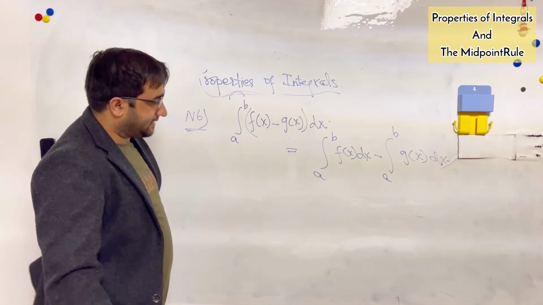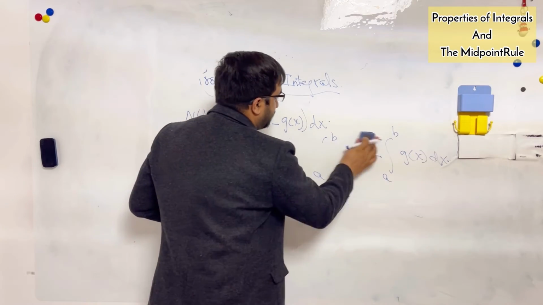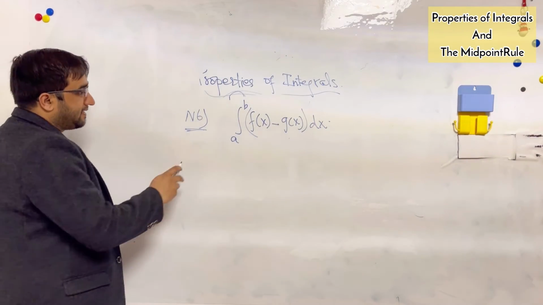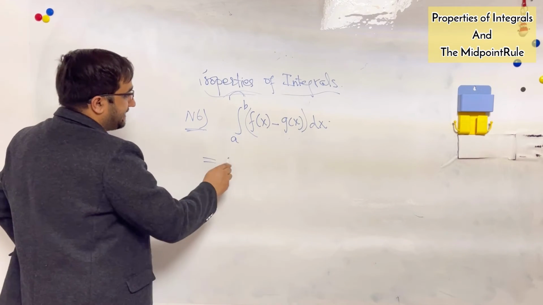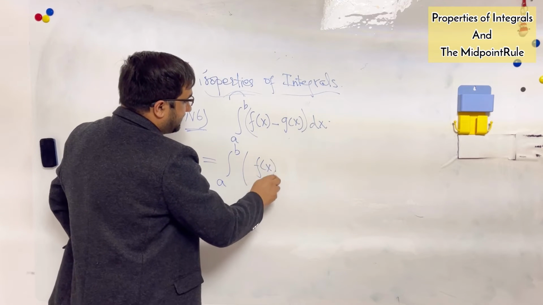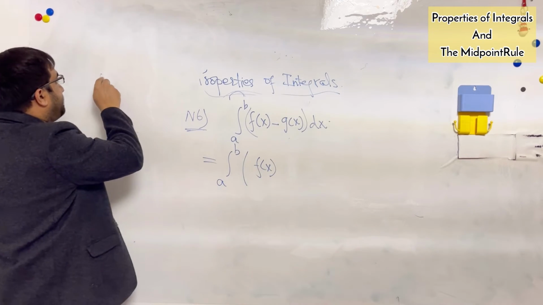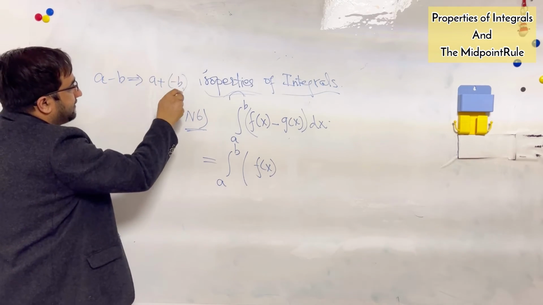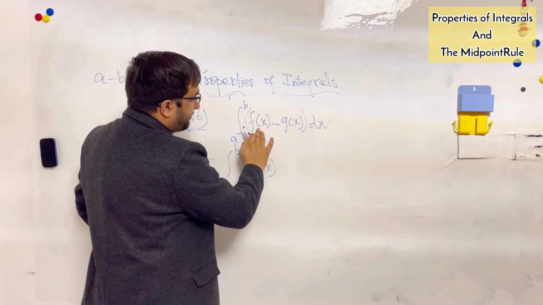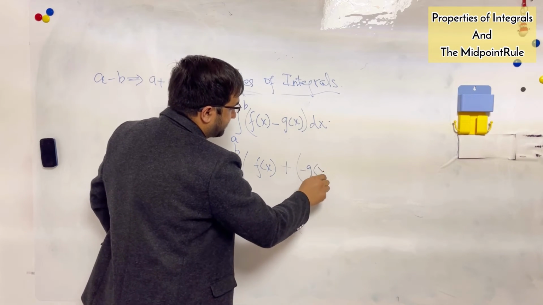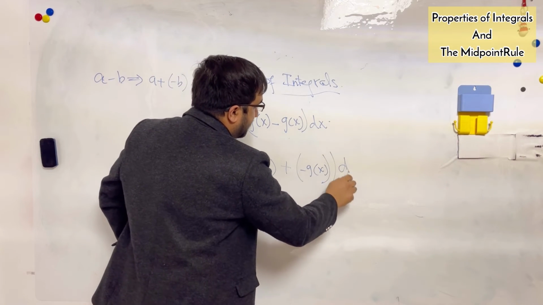So let me take this guy, the right-hand side, to prove this. To prove this, I can say integral a to b, what is this? This is f of x, and I told you if you have a minus b, this is actually a plus negative of b. So if you have f of x minus g of x, this is actually f of x plus negative of g of x into dx.